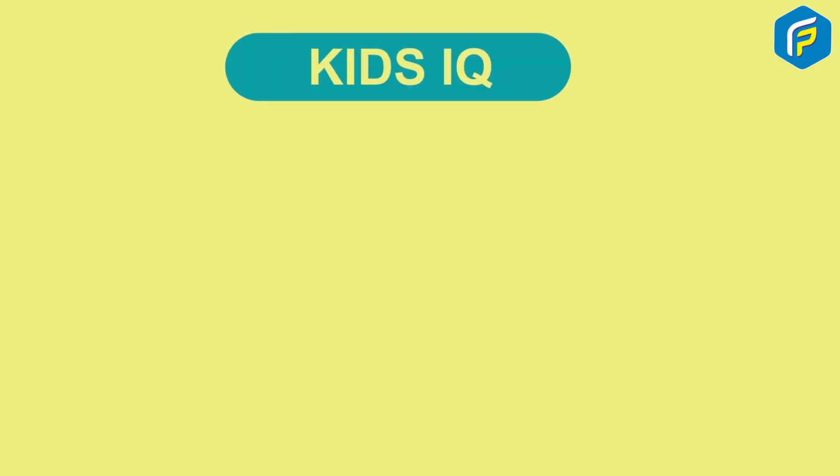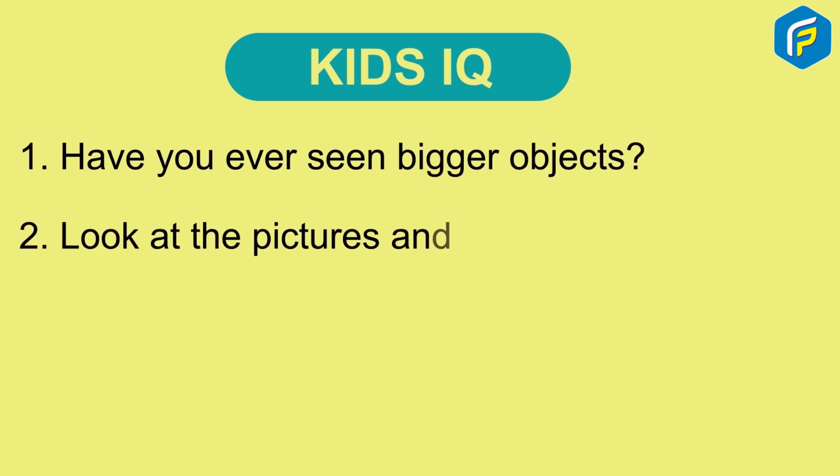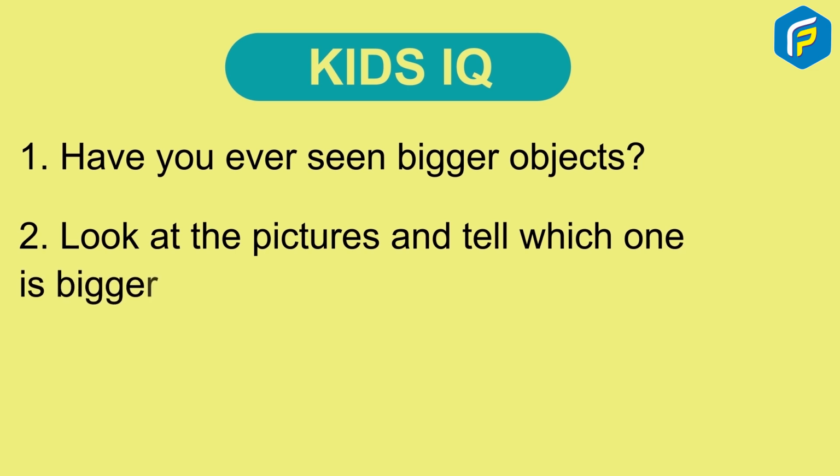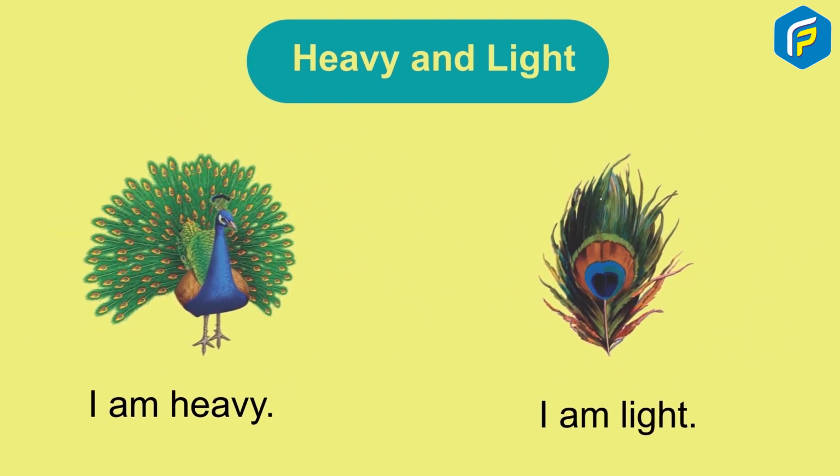Kids IQ. Have you ever seen bigger objects? Look at the pictures and tell which one is bigger or small. Heavy and light. I am heavy. I am light. Circle the light objects and tick the heavy objects.